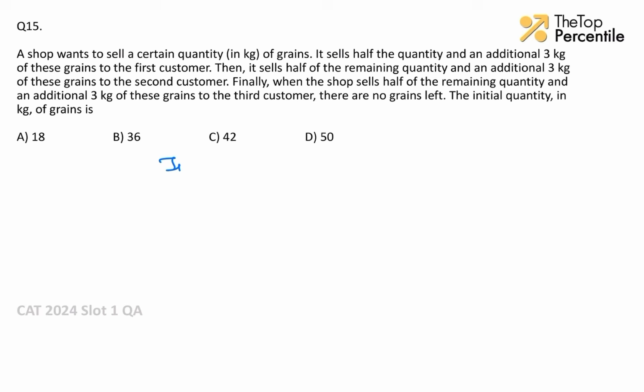So to the second customer, it again sells half of the remaining quantity and an additional 3 kg. So this will be 4x minus 3 by 2 and an additional 3 kg. So the remaining will be 4x minus 3 by 2 minus 3. Okay.